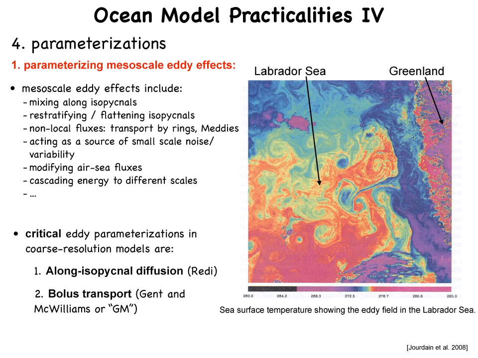They have several important effects in our ocean flows, and these include mixing along isopycnals or along density surfaces. They play an important role in re-stratifying or flattening those isopycnals through baroclinic instability. They play a role in what we call non-local fluxes, so taking water in a ring or a meddy and moving it over long distances. They're a source of small-scale noise and variability, which some people think are very important to the dynamics of ocean circulation. They play an important role in modifying air-sea fluxes. They play a role in kind of moving energy around to different scales in the ocean model, and many, many more.